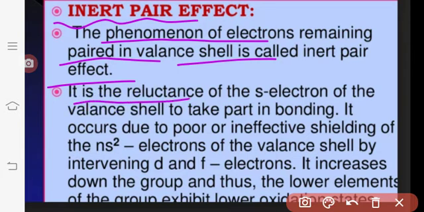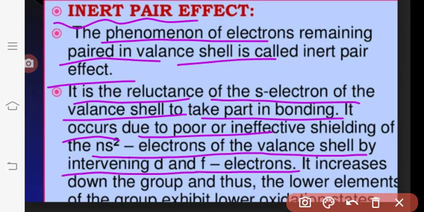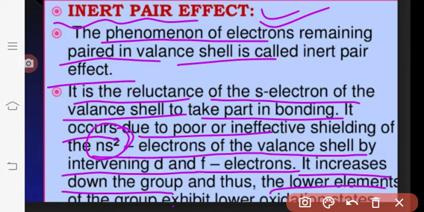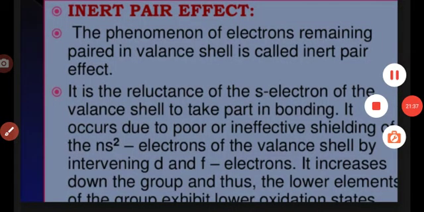It is the reluctance of the s electrons of the valence shell to take part in bonding. It occurs due to the poor or ineffective shielding of the ns2 electrons of the valence shell by intervening d and f electrons. Because of d and f electrons coming in between, the shielding of the ns2 electrons becomes poor. This is what we call the inert pair effect. It increases down the group, and the lower elements of this group show the lower oxidation state.